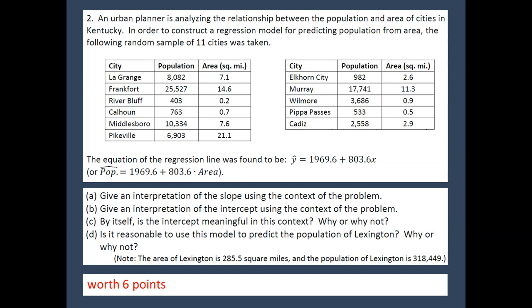I'm kind of telegraphing the first part of part C, but I think that's okay. And I think based on what was just there, you can formulate the second part without too much trouble. Part D, is it reasonable to use this model to predict the population of Lexington and why or why not? The thing that you want to use as a reference is in my section 2.6 notes.